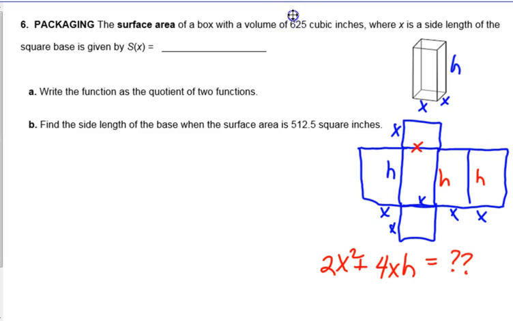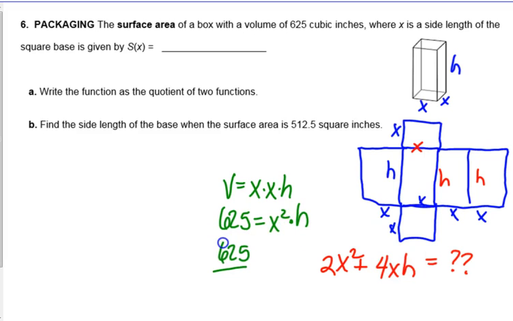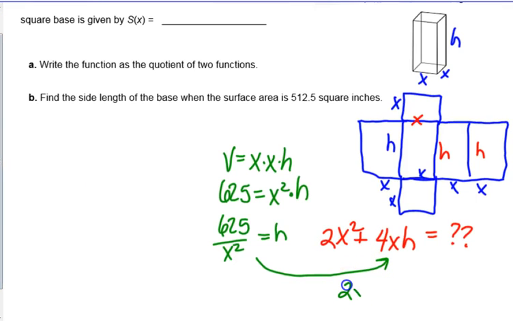So if we go up here and do the volume of our box right there, it's x times x times h, length times width times height, and they say that's 625. All right, that's disgusting, but we want the h in this equation gone, so we're going to solve for the h up here. We're going to say h is actually 625 over x squared, and then we're going to substitute it in here. So we have 2x squared plus 4x times 625 over x squared, and that's the surface area.